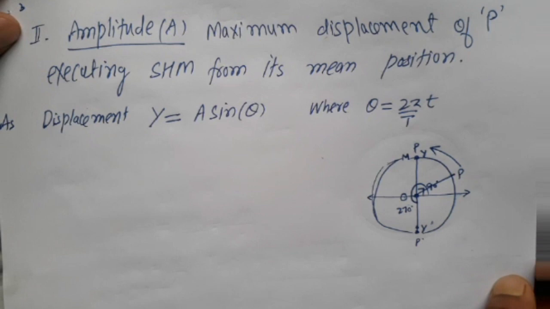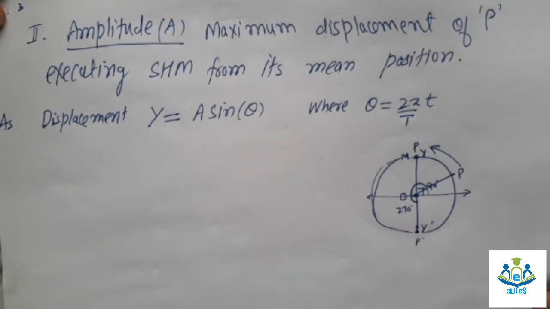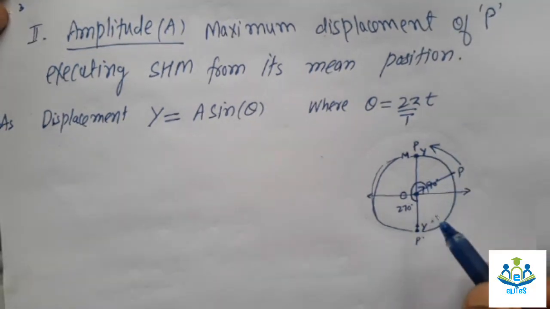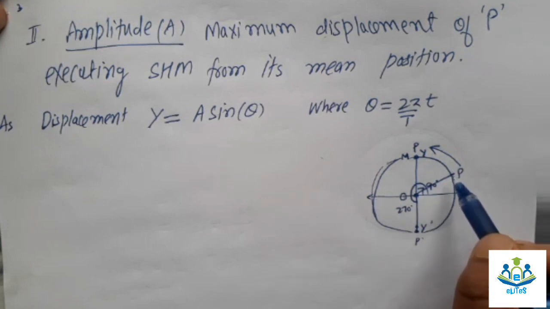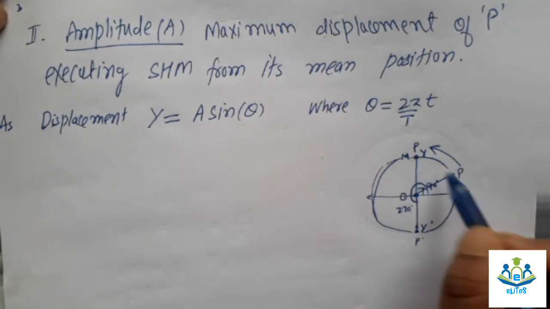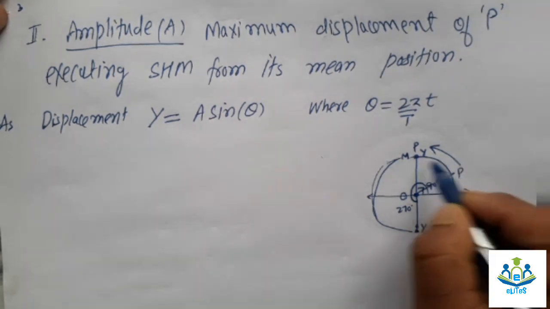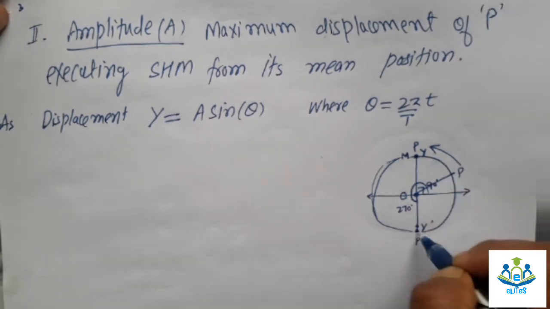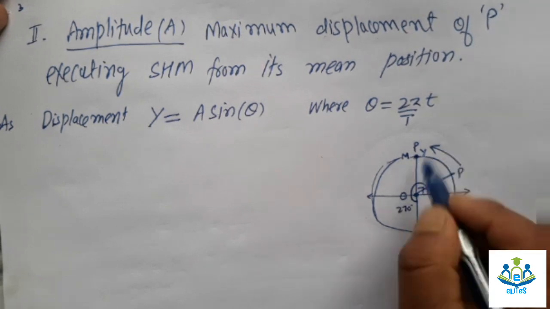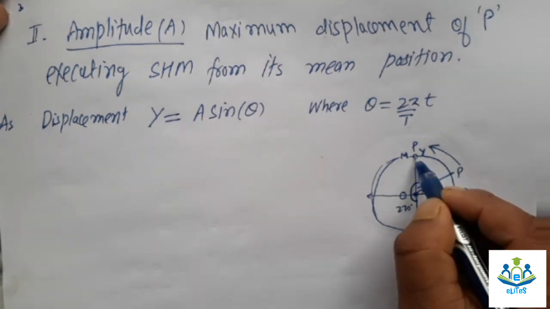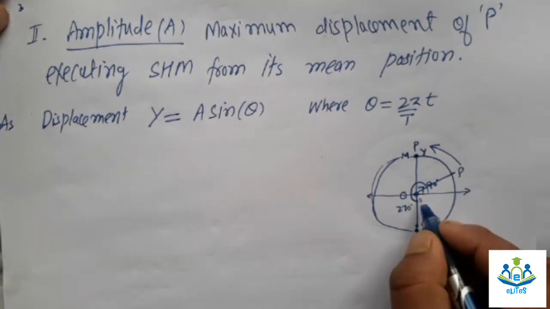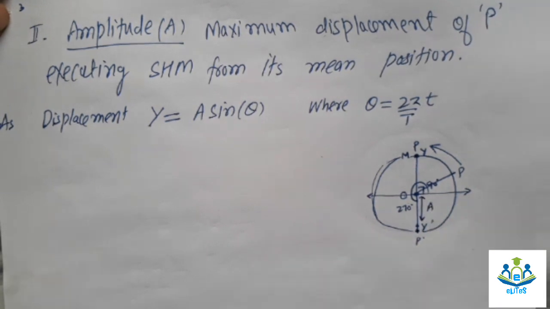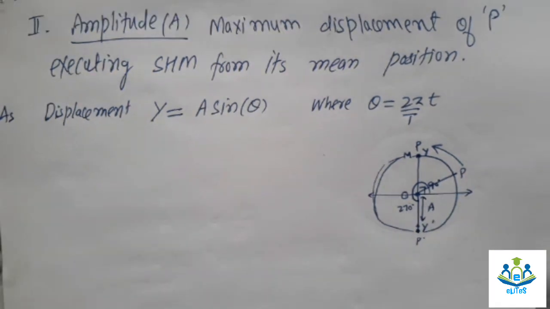Amplitude is the maximum displacement of particle P executing simple harmonic motion from its mean position. This circular motion is simple harmonic motion, and the amplitude is the maximum displacement of the particle P. The maximum displacement is when the particle reaches Y and Y dash. When the particle reaches Y, the shadow is at P, and when it reaches Y dash, the shadow is at the other extreme, that is, it has maximum amplitude then.